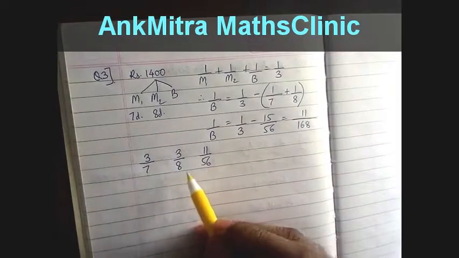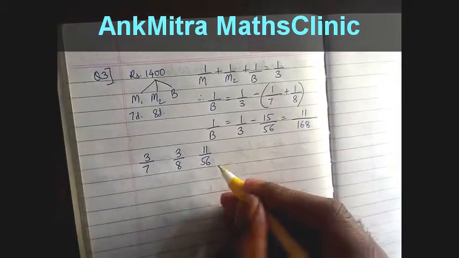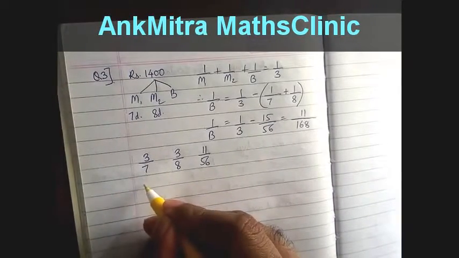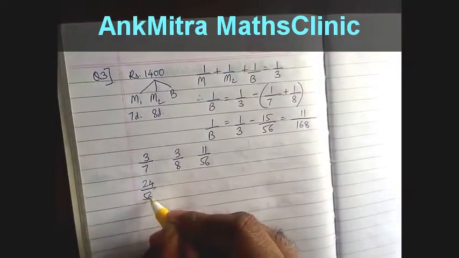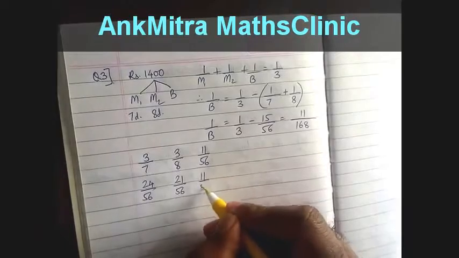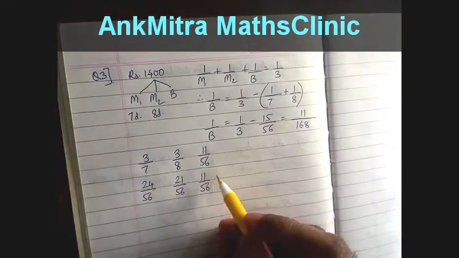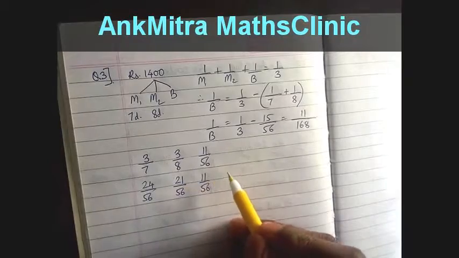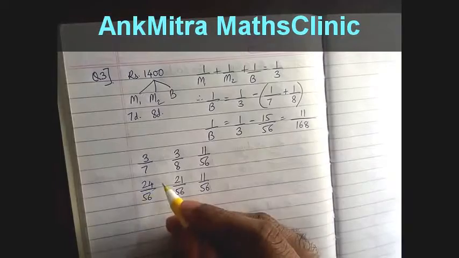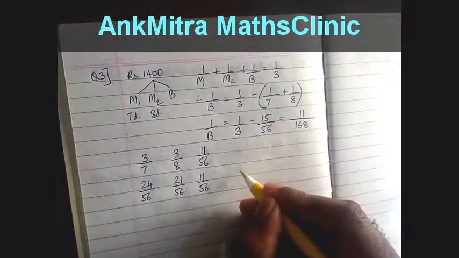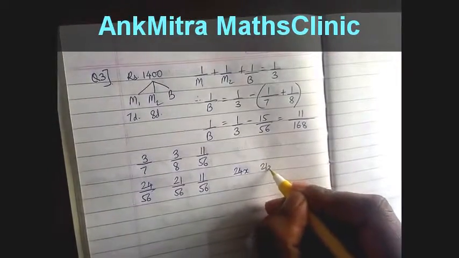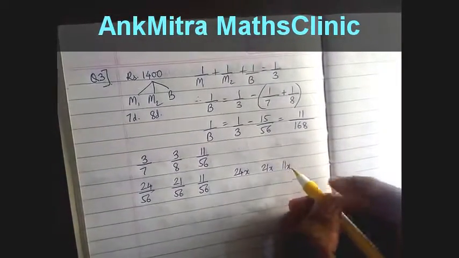So we'll first need to bring them to a common denominator. So we get the common denominator as 56. So it will be 24 upon 56, this will be 21 upon 56, and this is 11 upon 56. The numerators add up to 56. 24 plus 21 plus 11 is also 56. So the total work is now complete. So the ratio of distribution will be 24x for M1, 21x for M2, and 11x for the boy.